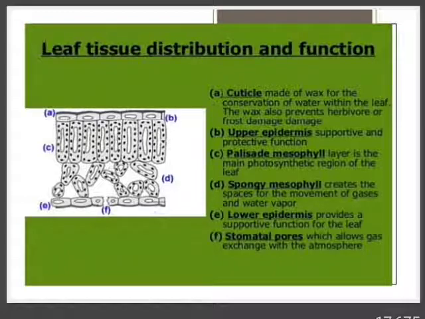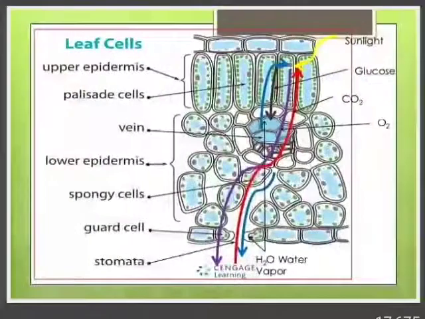The palisade mesophyll layer is the main photosynthesis region of the leaf. The spongy mesophyll creates space for the movement of gases and water vapor. The lower epidermis provides support for the leaf. Stomatal pores allow gas exchange with the atmosphere. These are the leaf cells.